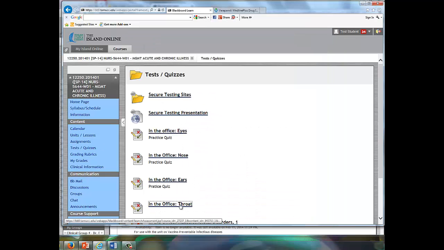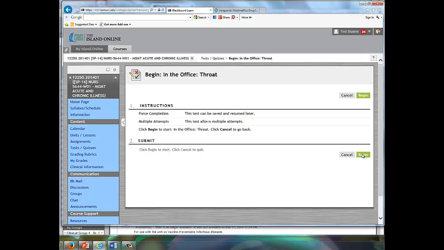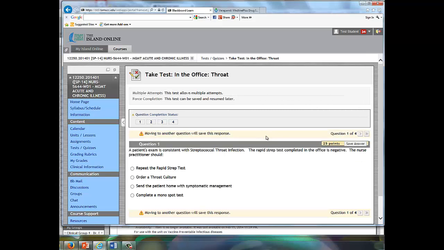Okay, let's take the test on the throat. Let's see how many questions we have. Okay, 4 questions. A patient's exam is consistent with streptococcal throat infection. The rapid strep test completed in the office is negative. The nurse practitioner should repeat the rapid strep test.